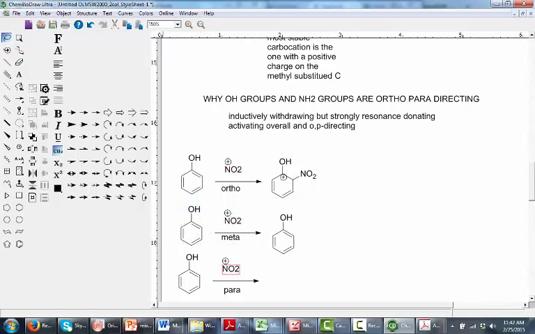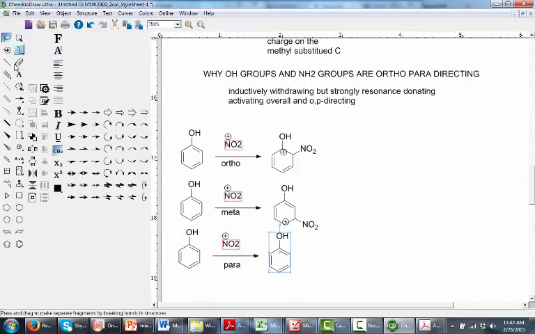If I add it meta, I can do the same sort of analysis to put a positive charge on the carbon that's now para. Alright, and then finally if I add para, what that lets me do is put a positive charge here on the meta position.